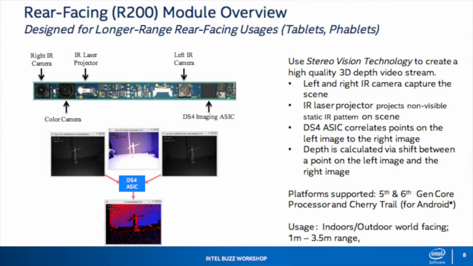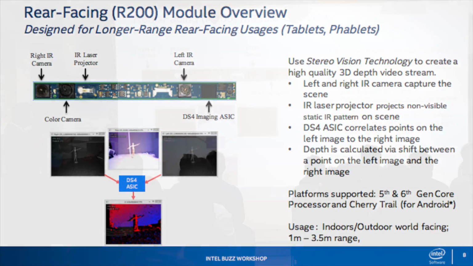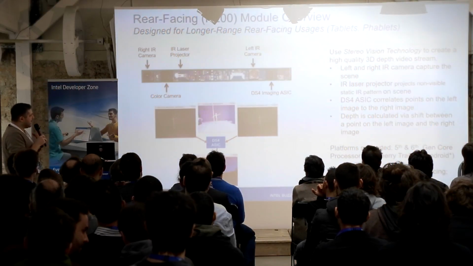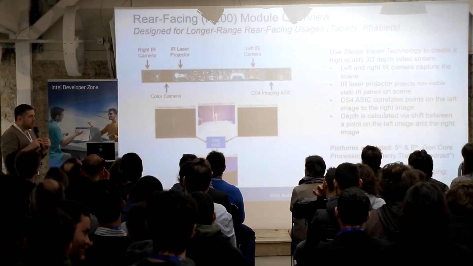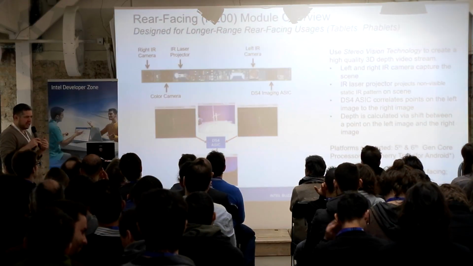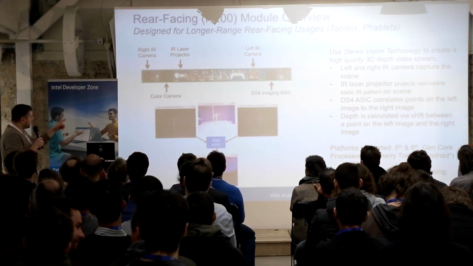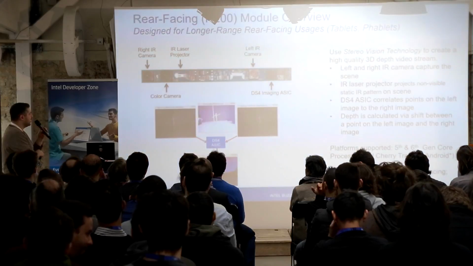Okay, the rear-facing camera, so you can't see the R, but that should be R200. That works in a different way. It works on stereoscopic technology, a little bit like how your eyes work. You have a left IR camera and a right IR camera.